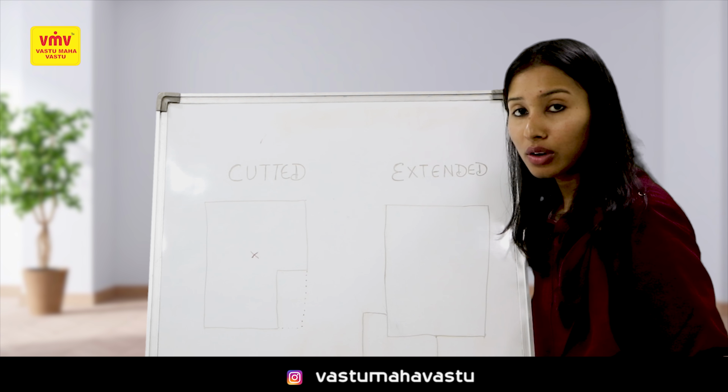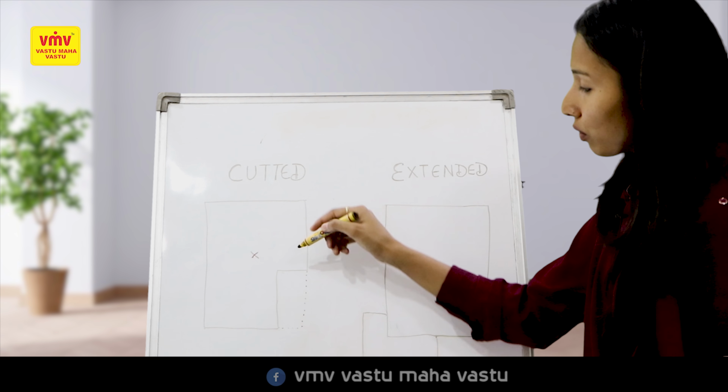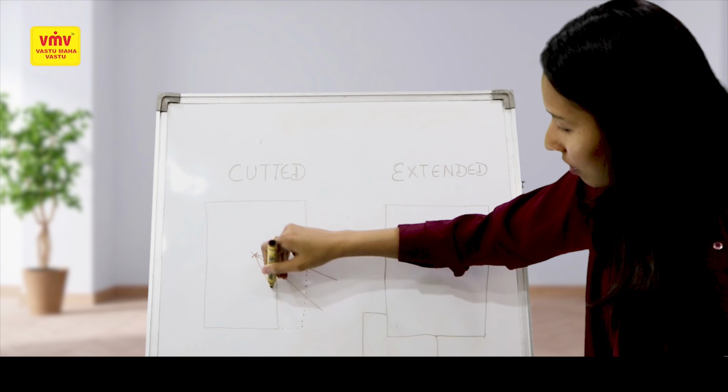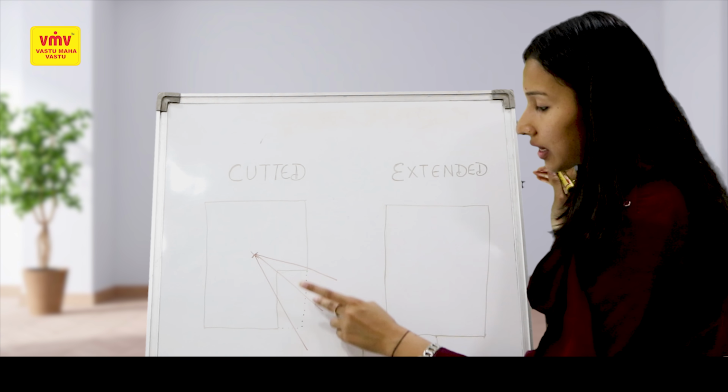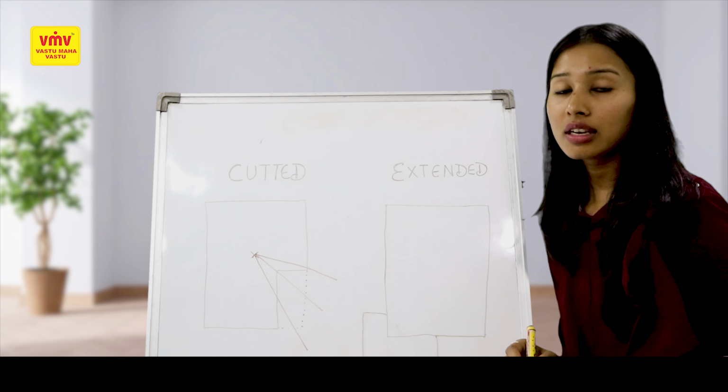After marking the center point, we will mark the 16 directions as per the degrees of a home plan. Then suppose any direction comes in this portion, the cut portion. What remedies can we give in this portion where there is a cut? To complete this portion, we give the remedies in the form of a mirror.